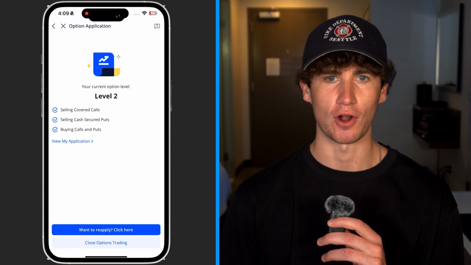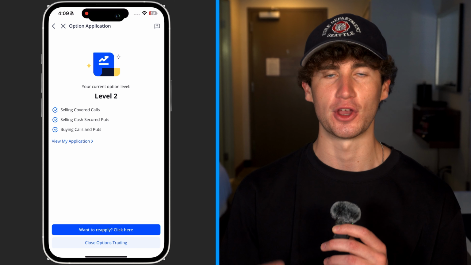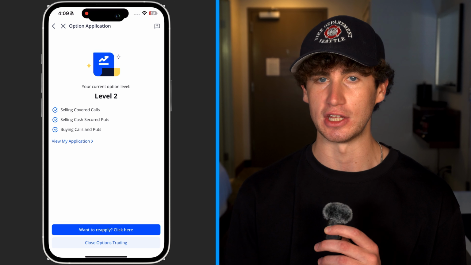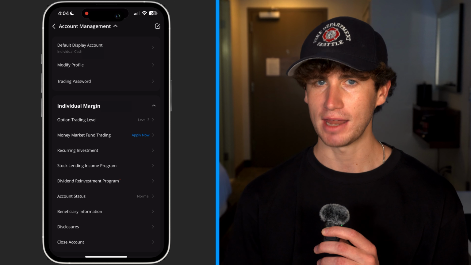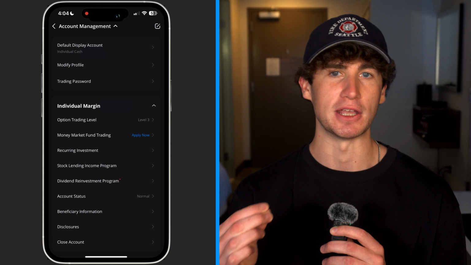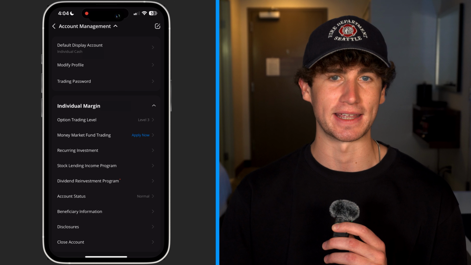Okay, so when applying for options, the sweet spot is level 2 because this gives you full access to buy and sell options, plus access other strategies you can use to grow your account. Now, you can be denied for options, so when applying, make sure you answer honestly, but you must show that you're okay with some level of risk, otherwise you just might get denied outright.